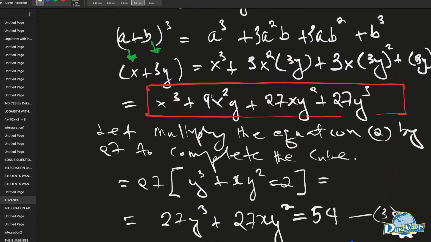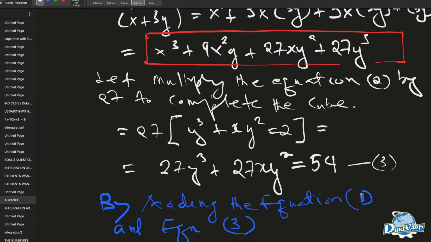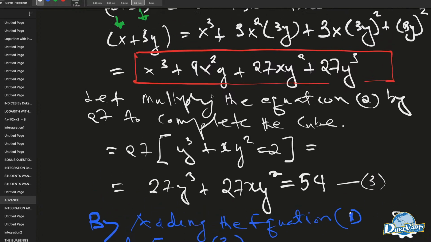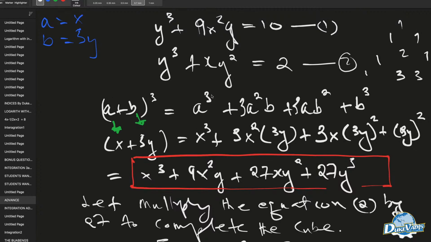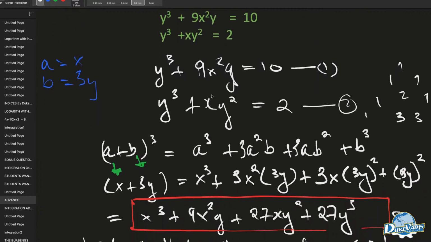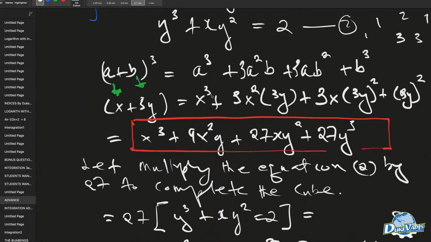This is equation 3, because this is the equation 3 that I demarcated. So if I call this one equation 3, let's say equation 3 over here. This is equation 3.